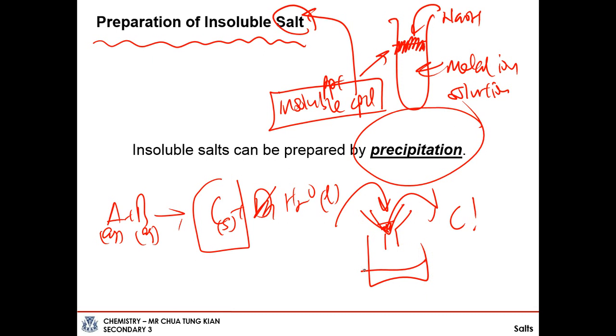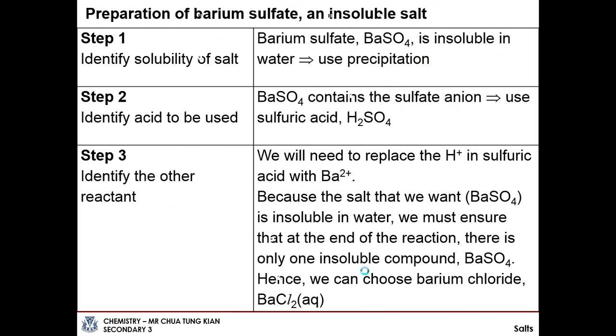Okay, react two solutions together and you filter the mixture, and you have the salt in one step. So insoluble salts, easiest to prepare. How do you prepare? Precipitation. So let's have an example, barium sulfate.